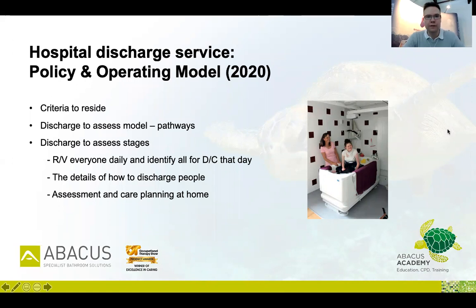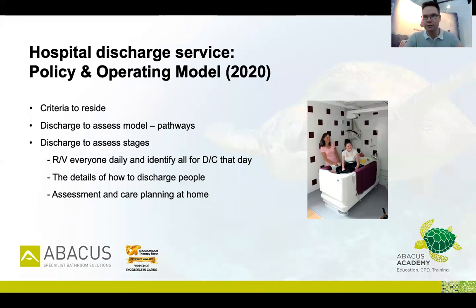The Hospital Discharge Service Policy and Operating Manual of last year. This is a really important document that anybody working in hospital settings or involved in that transition from hospital to home should know about. It's within this document that it provides the criteria to reside. So the criteria to reside is a list of criteria by which somebody is able to remain in hospital, and it's predominantly medically focused.